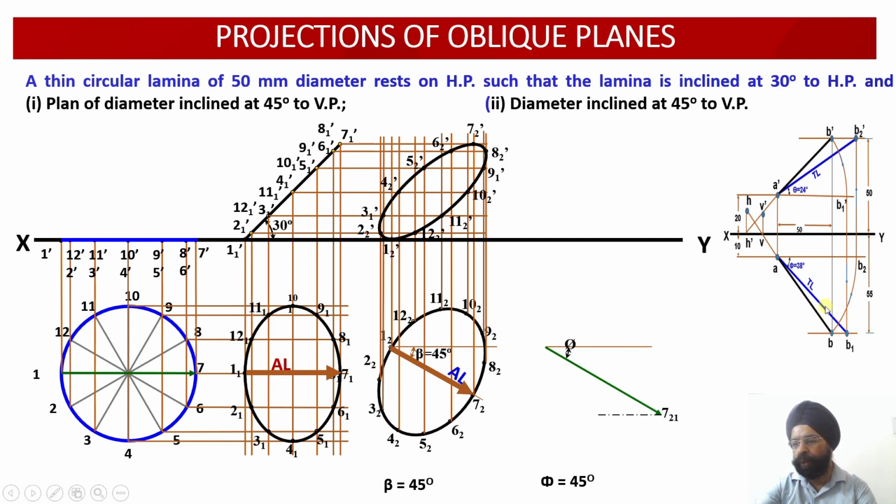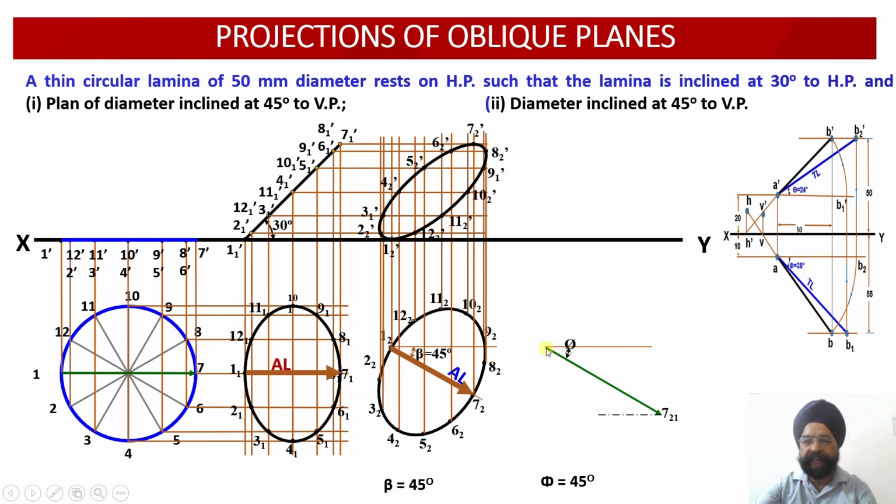So I know the true length, I have drawn it. I know the angle phi, I have drawn the angle phi. Now I also know the apparent length. You see, the apparent length of the plan of the diameter is also known to me. So what I am going to do now, I will use my compass or my divider to mark this length, that is the apparent length of the diameter of the circular lamina.